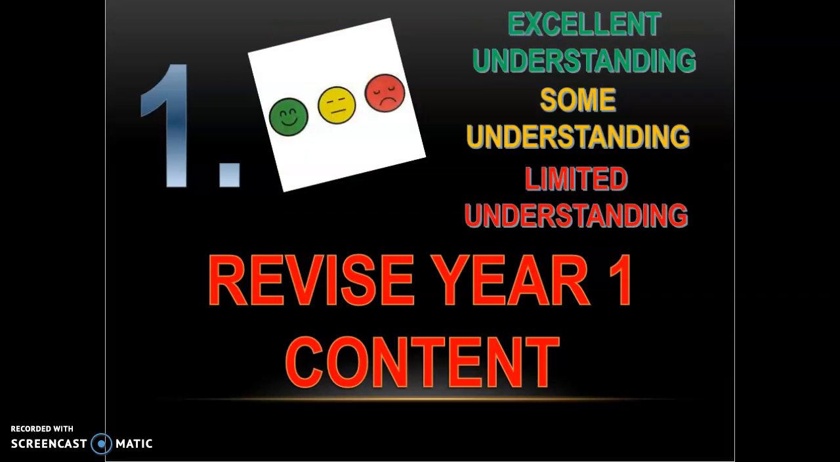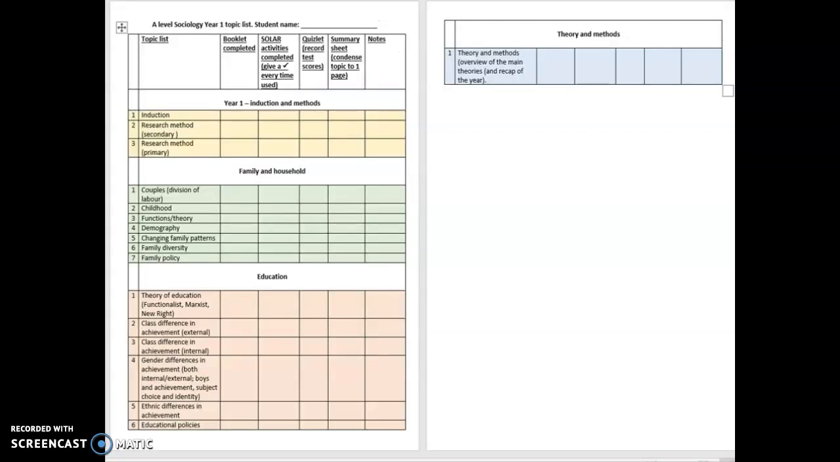So start off by getting a list of the topics that you have studied in year 1 and rate each. And here is an example of this. You've got to start off by asking yourself, do you have a full set of notes? Okay, so we've got a column here that says booklet completed.